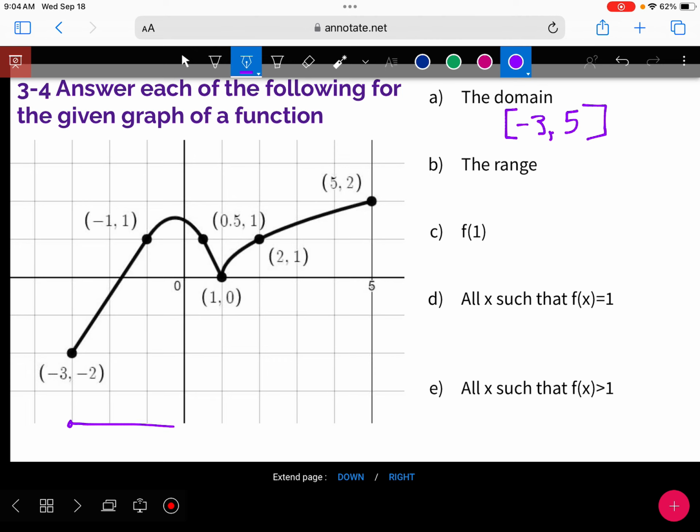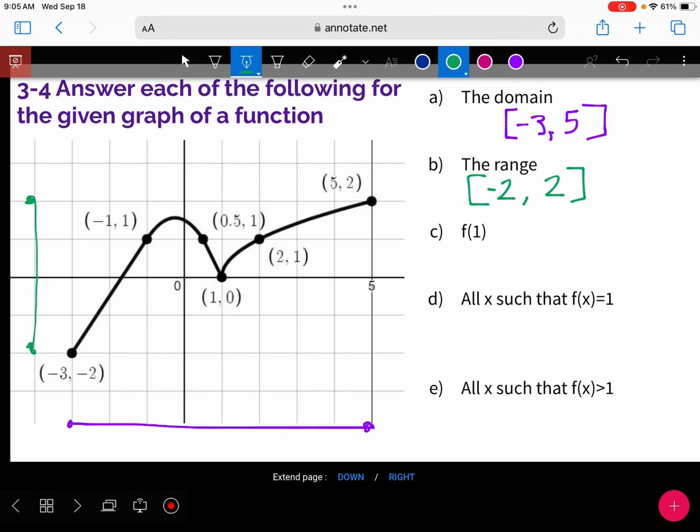If it helps you, you can think of it like this. -3 to 5. That's my domain. What is my range going to be? From -2 to +2. From my low point to my high point. So as an interval, we're going to go from -2 to +2. Again, they're both endpoints. They both have closed circles. So they're both going to be brackets.